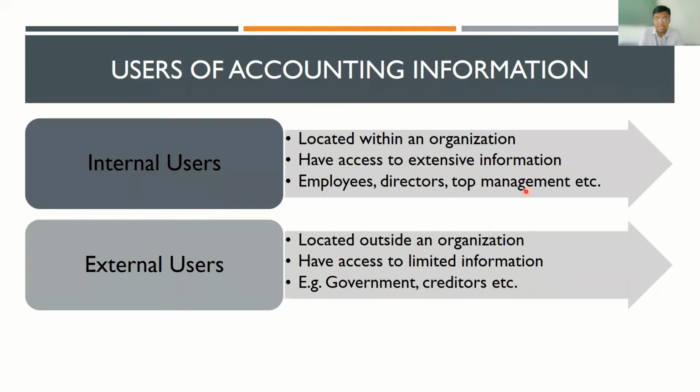Okay? If they want to get any details, they will have to depend on the internal users. Now, because they're depending on the internal users, they have access to limited information. Some examples are government, creditors, etc. These are some examples of external users because they are people located outside the business and they have access to only limited information. So these are the two major categories of accounting users that you will find in an organization.